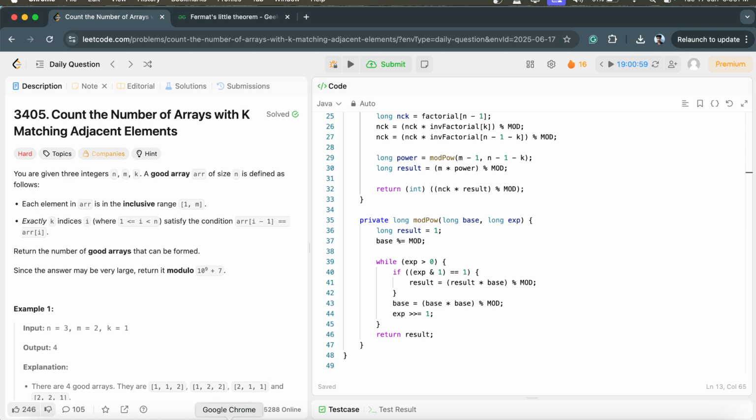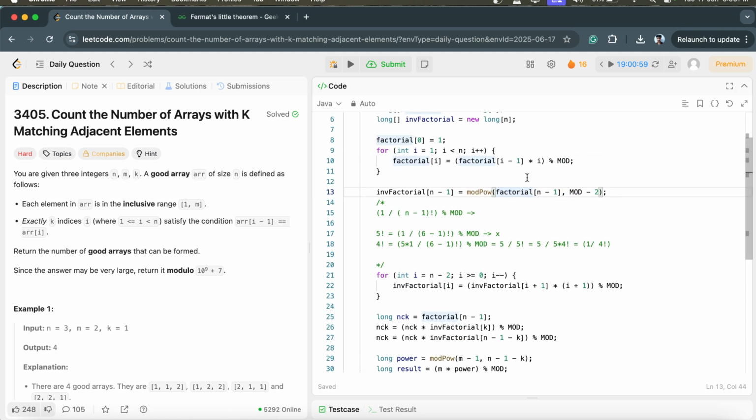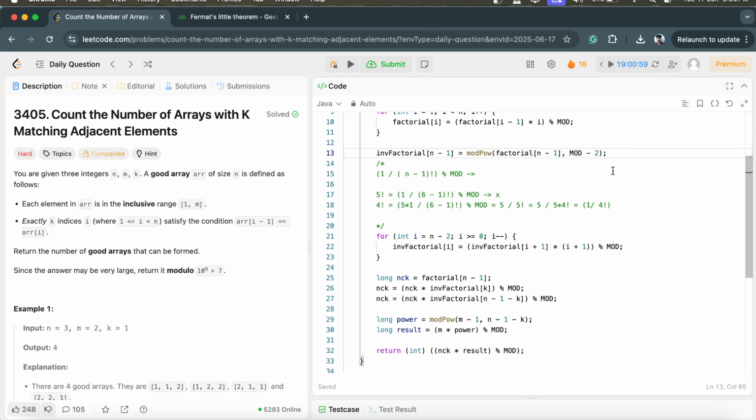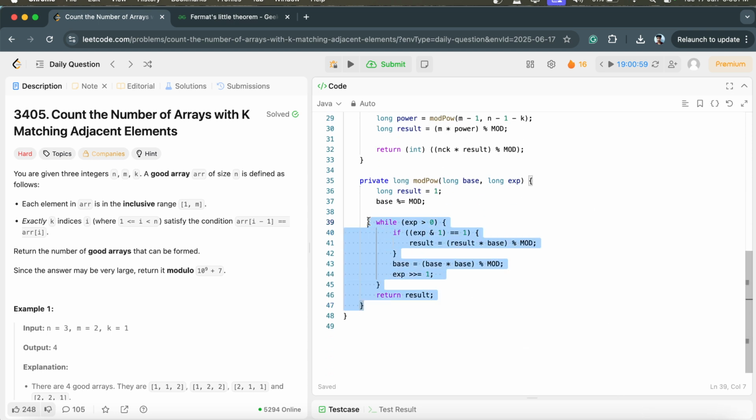But in our case, if we do the same operation for this value, the factorial and mod of n minus 2, if we keep doing the same operation, it will be really heavy and costly for us. So whatever answer we get, we can use this particular functionality to solve it in log of n time. We can apply this particular approach.